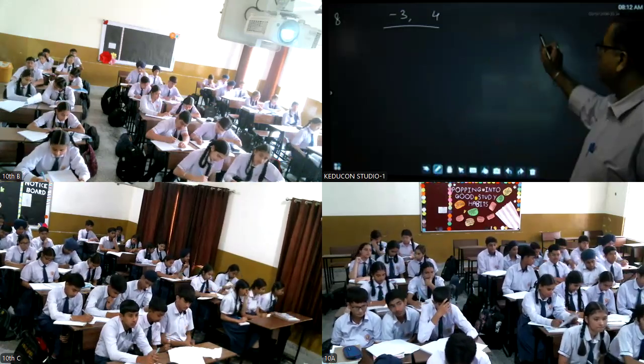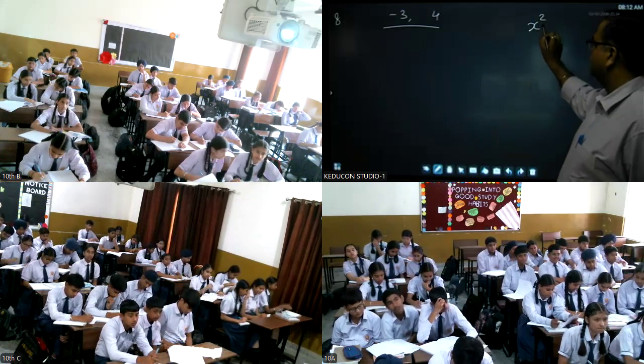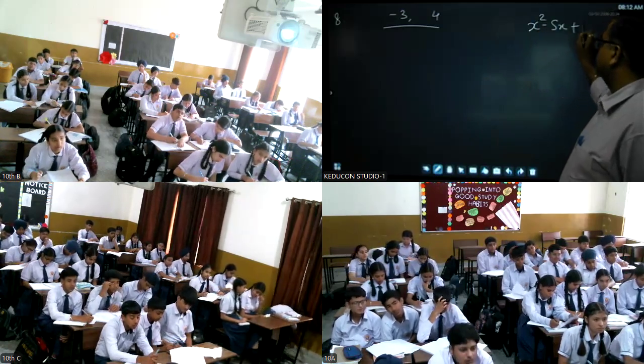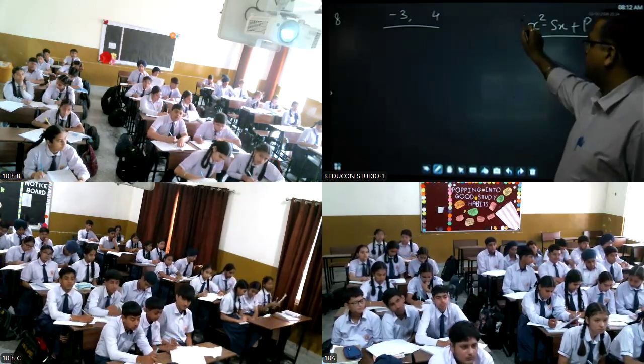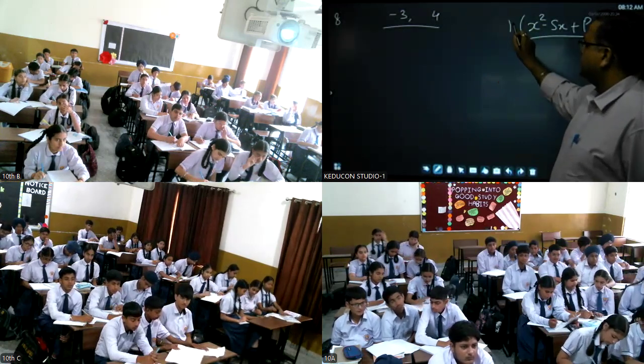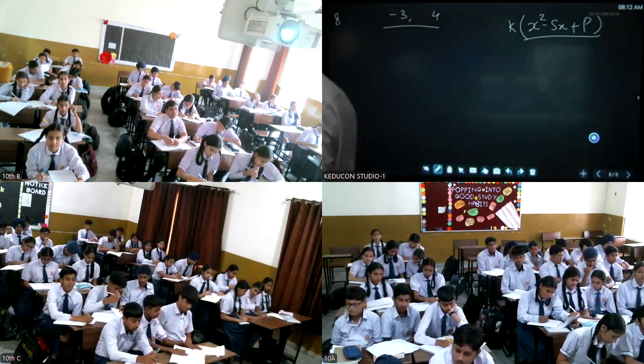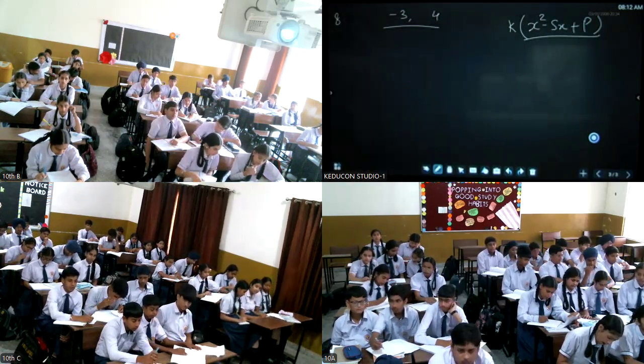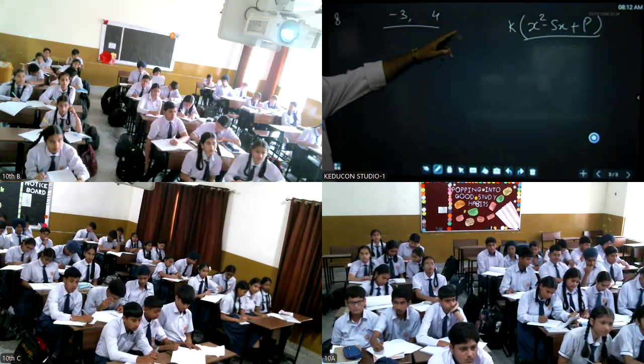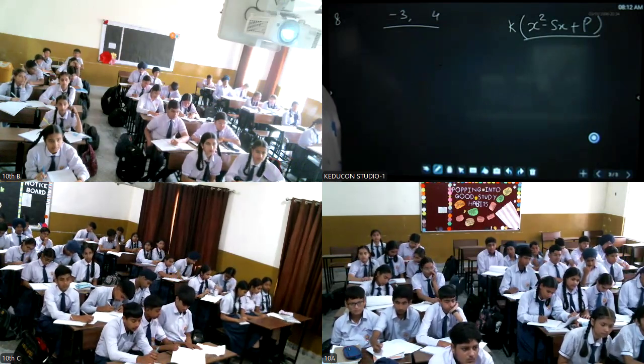Beta, what is the formula? This is a formula to find the polynomial. You can take the constant k here also. Please do this, where s stands for the sum of the zeros and p stands for the product of the zeros.